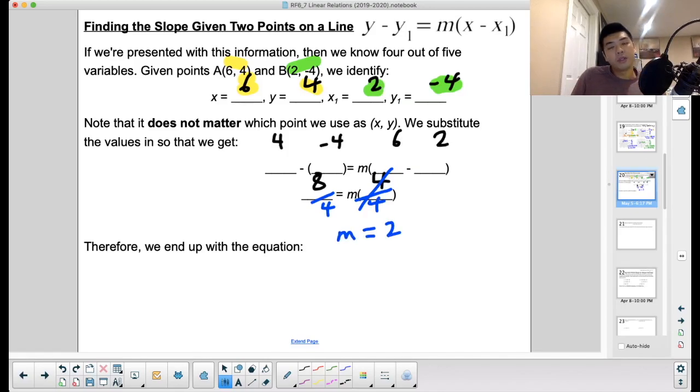Now all I want to do is plug in my values here. So I have y minus y1, so y minus my -4. So y minus -4 is equal to, oops, let's move that down a little bit. We have y minus a -4. Let me see if I can actually move that down here.